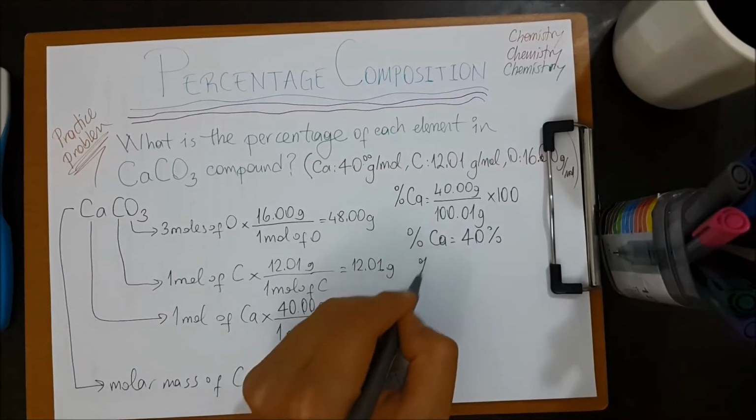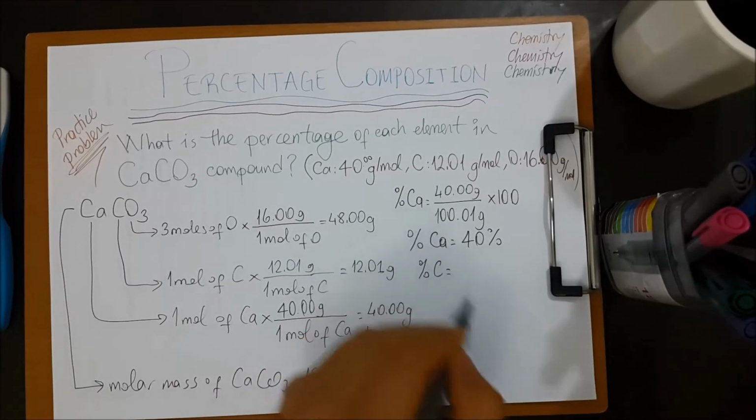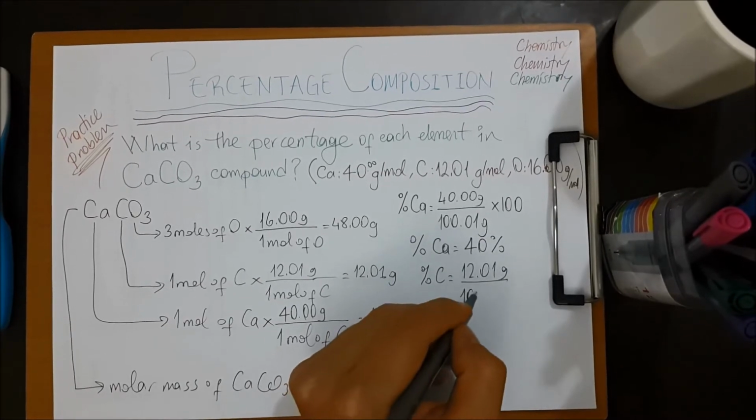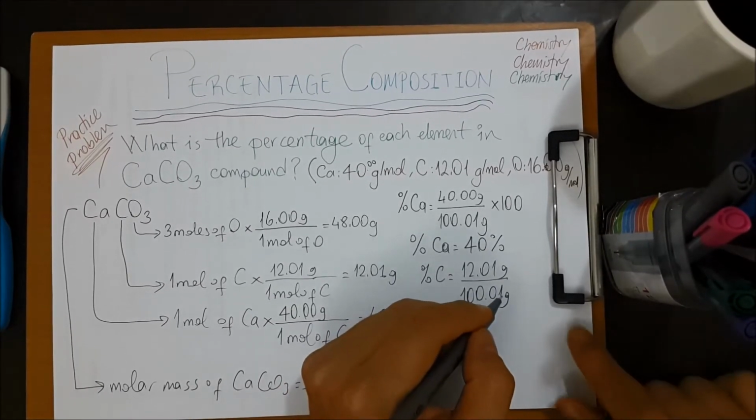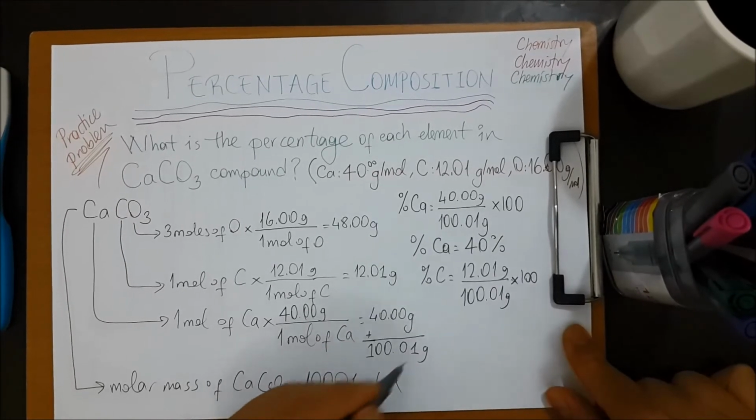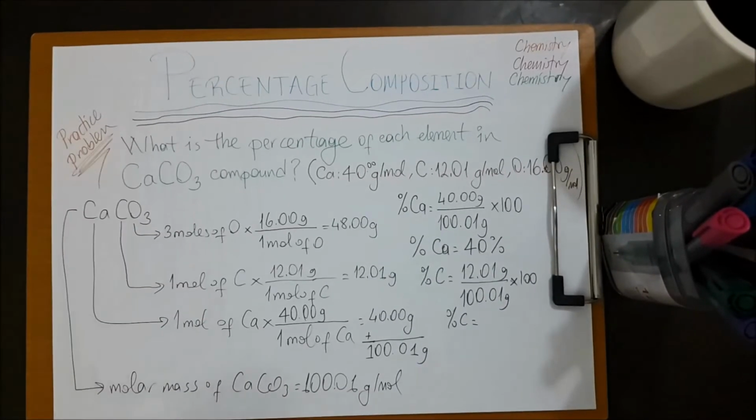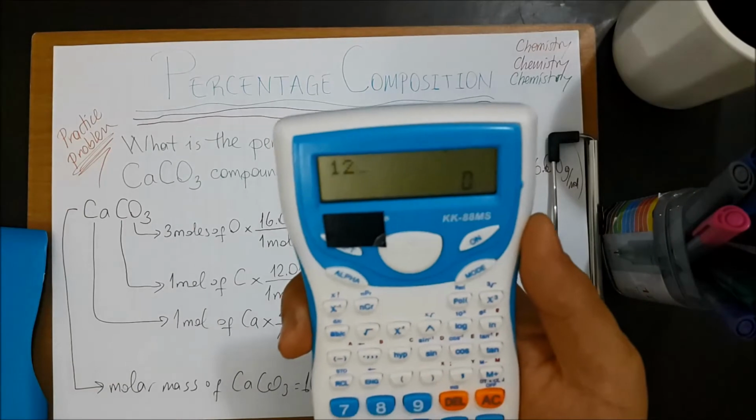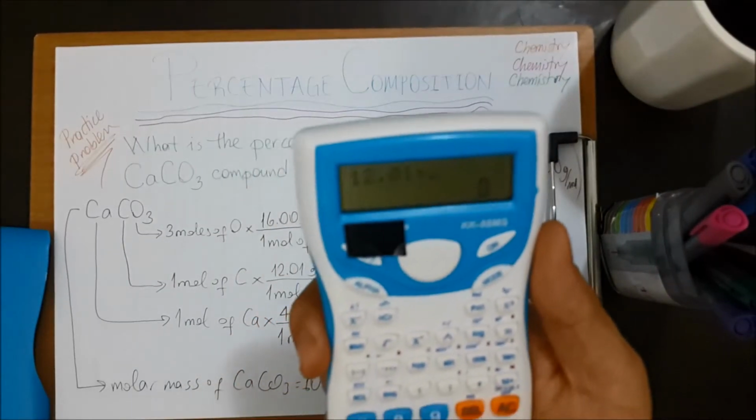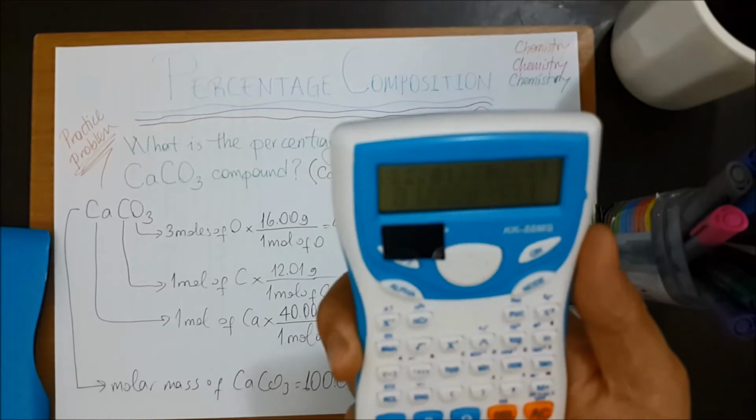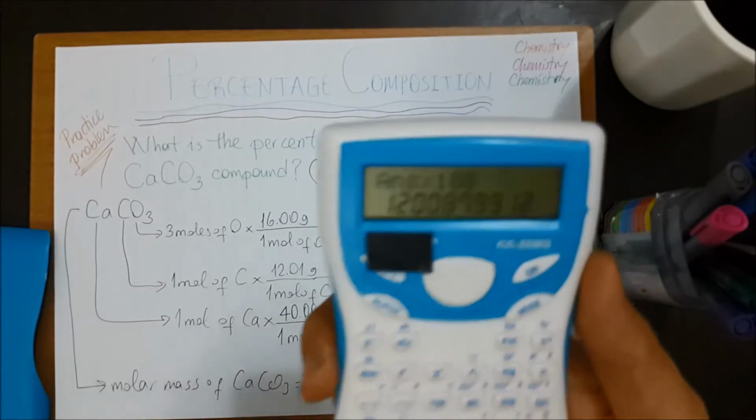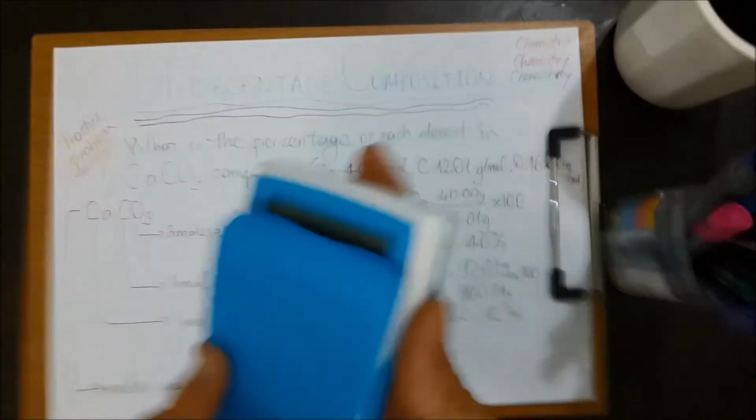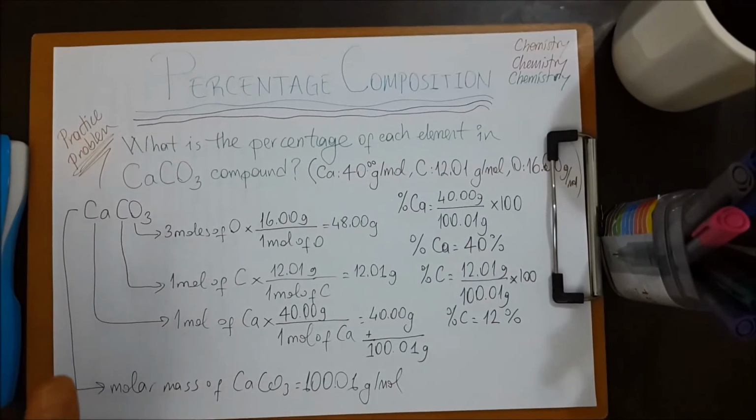Okay. Percentage of second element is carbon. It's 12.01 grams. And the molar mass of compound is 100.01 grams times 100. Percentage of carbon makes, let's calculate by using a calculator. 12.01 over 101 times 100. It makes 12%. And I'm so sorry about that.